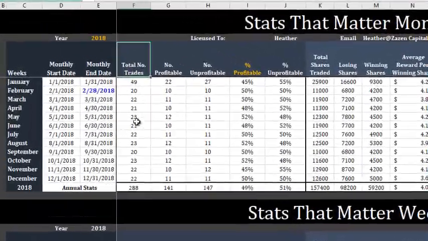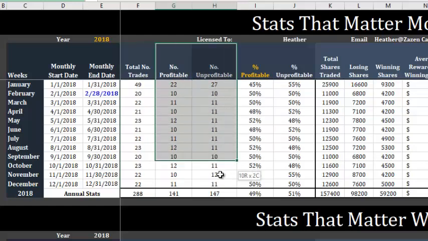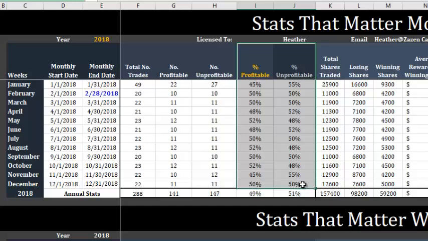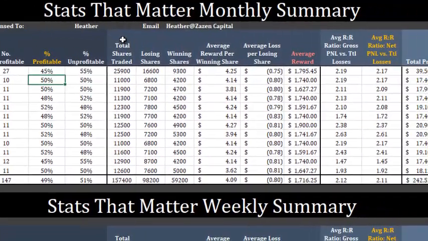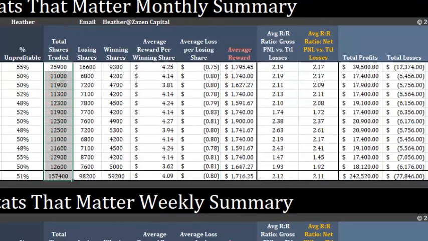It'll tally your total number of trades, the number that was profitable and unprofitable, giving you your win-loss ratio. So in January, 45% of your trades were profitable and 55% were unprofitable. That's your win-loss ratio. Then we have total shares traded. That can be helpful in identifying whether you're over-trading or exceeding your risk. If you notice a big jump in shares, especially during weak performance or underperformance, you can see the number of winning shares versus losing shares.